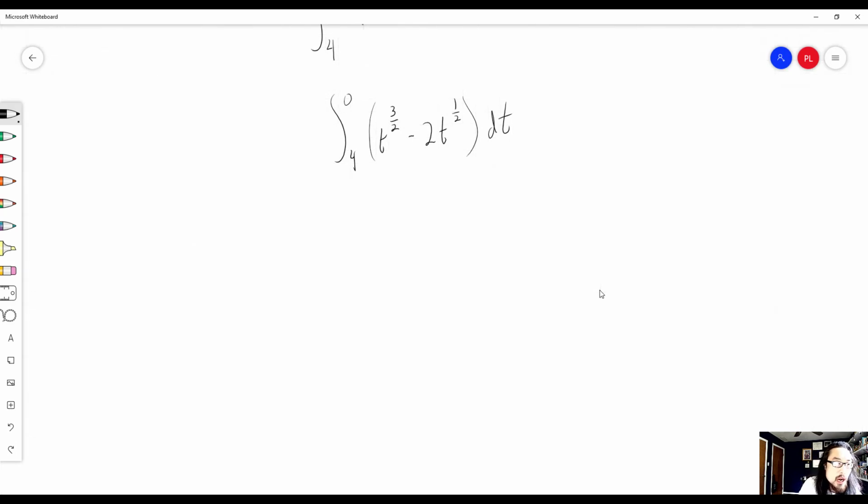So remember the rules. I'm gonna do the little adjustments in my red pen. So the first thing that we wanna do is we wanna add 1, okay? So 1 plus 3 halves. So I'm gonna do plus 2 divided by 2, okay? Because that's our 1. So that gives us 5 halves. So t to the 5 halves divided by 5 halves, all right? Here, 1 half plus 1, so technically that's 2 divided by 2, which gives us 3 halves, and so all of this is divided by 3 halves.